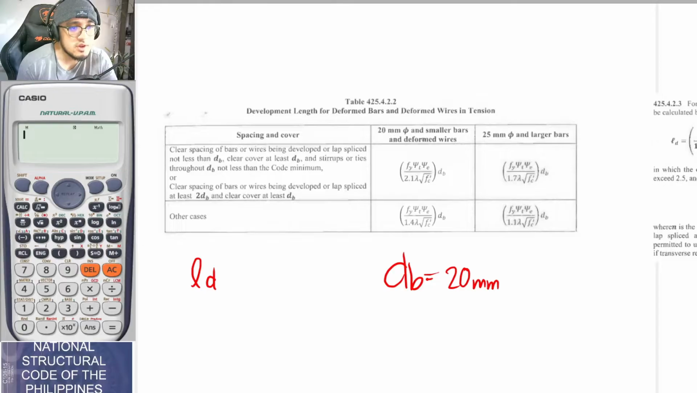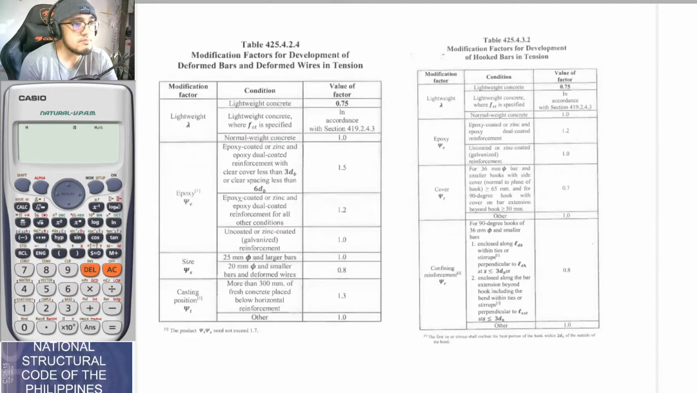So the question, will we use this or will we use this? Once again, it is dependent upon this provision. Okay, so let's say that if your clear spacing of bars or wires being developed or spliced is not less than db, or let's say the clear cover is at least db and stirrups or ties throughout is not less than the code minimum. So let's check for the first provision. It is to be not less than db.